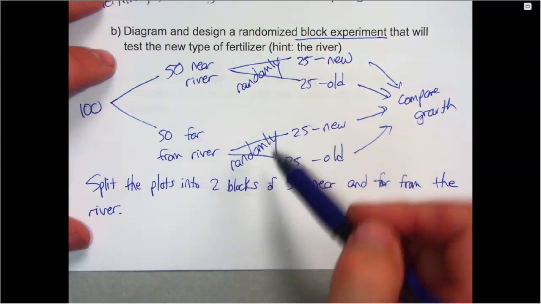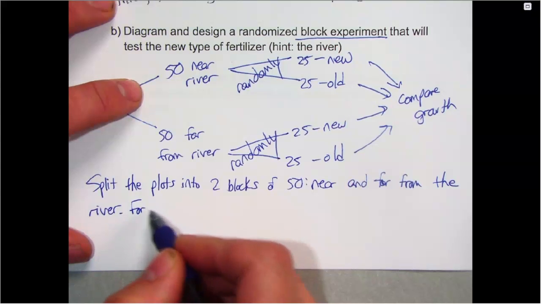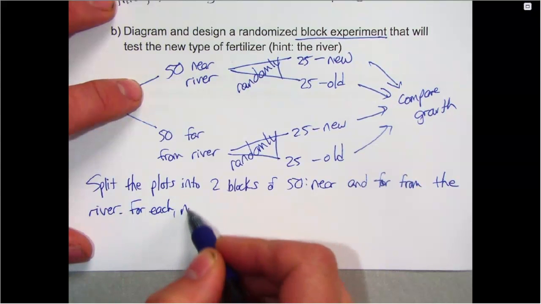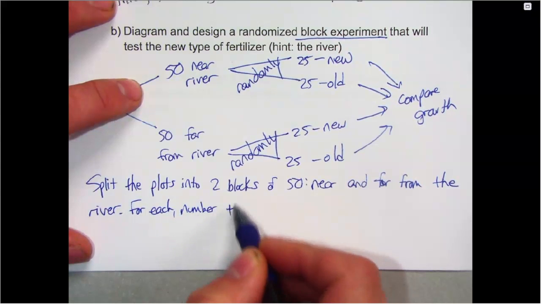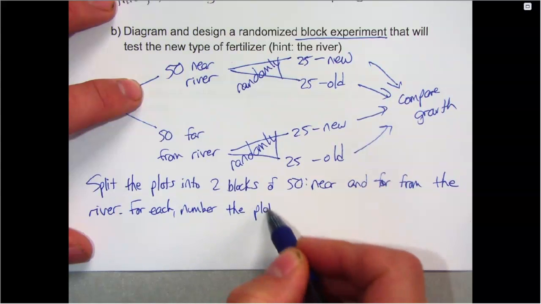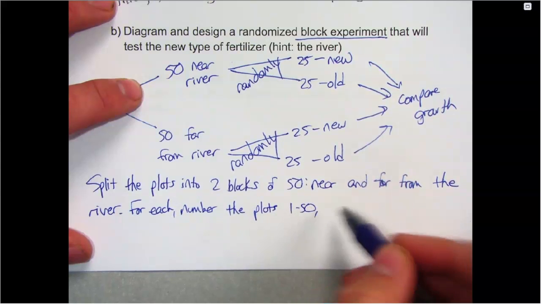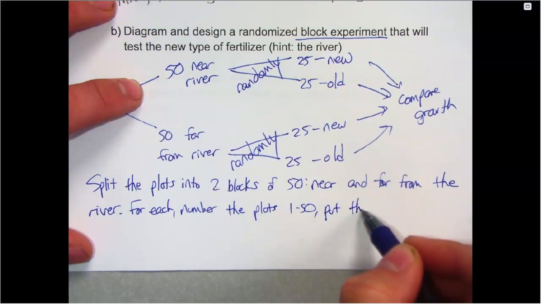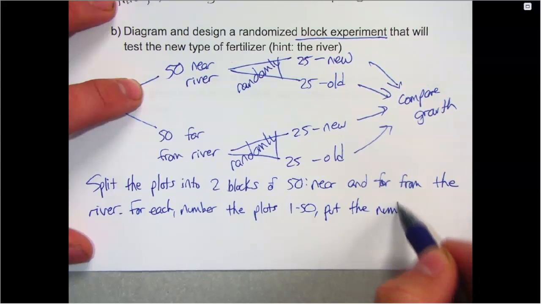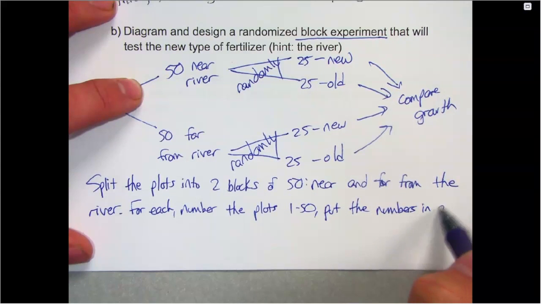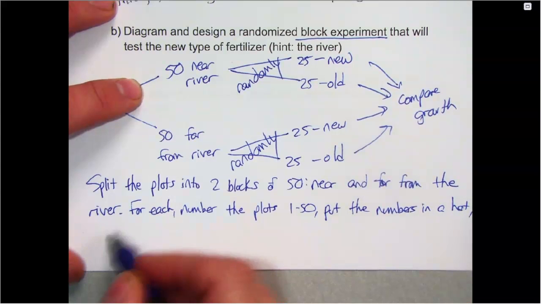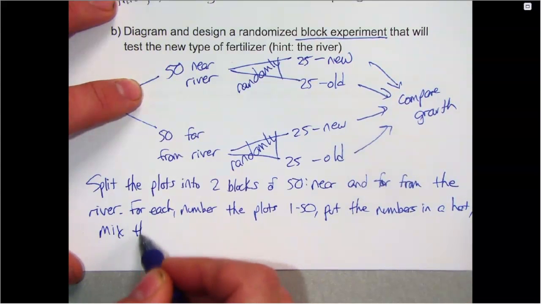And then you don't have to write it out twice. You can just kind of say for each one. So for each, number the plots 1 to 50. Put the numbers in a hat. Mix them up.